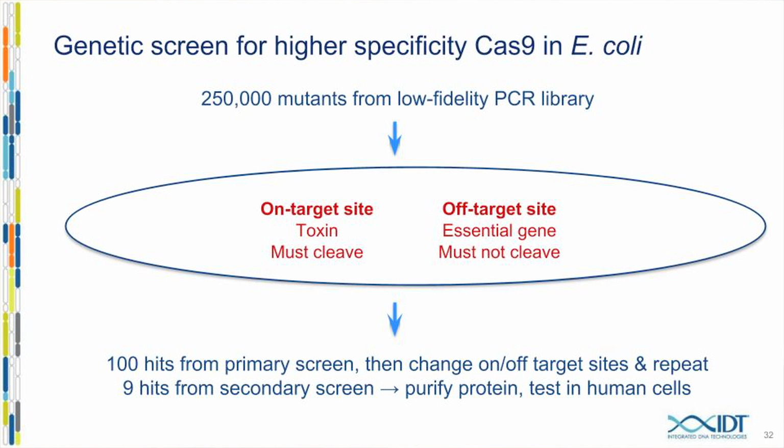One was a toxin linked to an on-target site. So if you cleaved that, the toxin went away and you survived. So if you had low on-target activity, you didn't cleave the plasmid, you died. The other was an off-target site put into a selection marker, in this case chloramphenicol. So if you did cleave that, you died. So to come through the screen, you had to cleave this site and you couldn't cleave this site. So it's selecting for high on, low off.